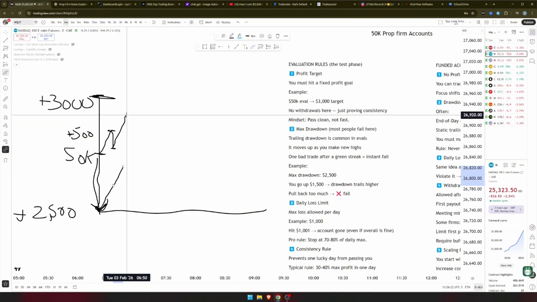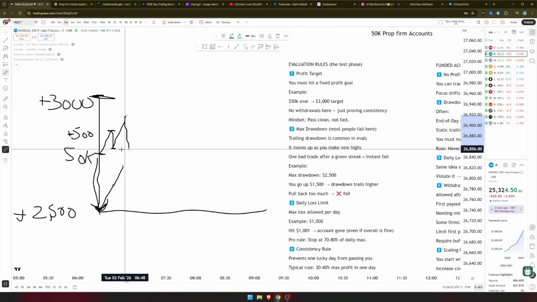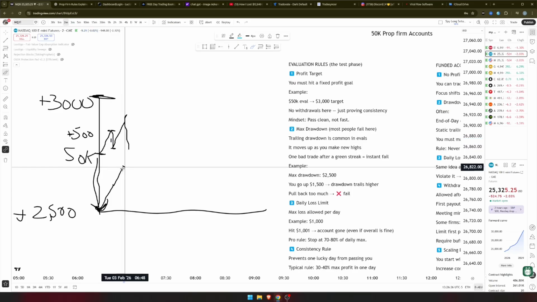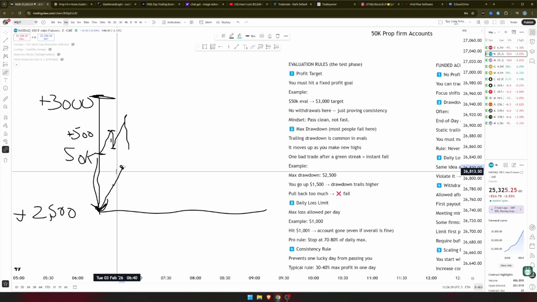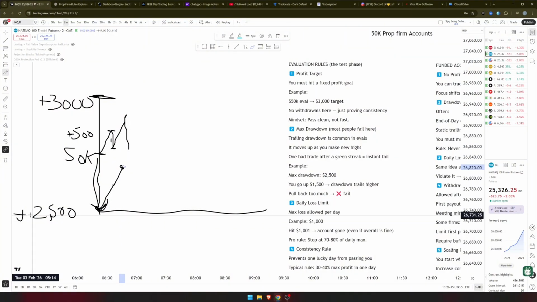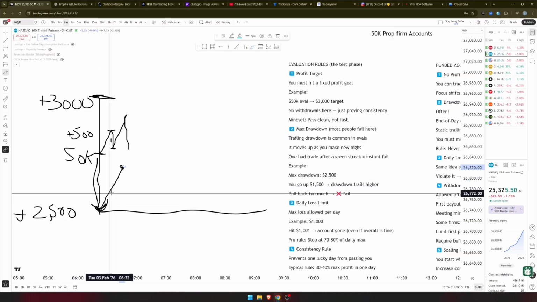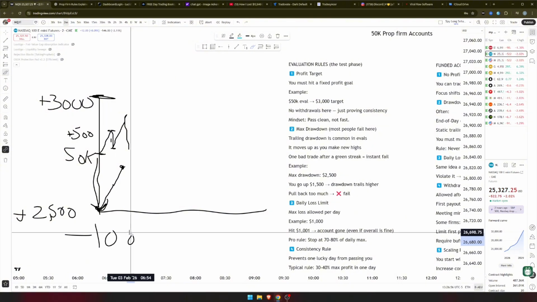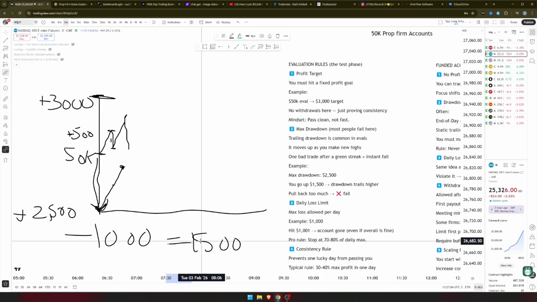Now let's say we lost 500 on this day. Now we're back down at our 200 mark, right? Because we went up 500, we lost 300, which would be 200 profit. We went up 500, now we're back down 500. This trailing drawdown stays here. So we started off at 2,500. Since we went up 500 and then up 500 again, we just lost $1,000 in drawdown, leaving us with 1,500 left. So now we only have $1,500 in drawdown.